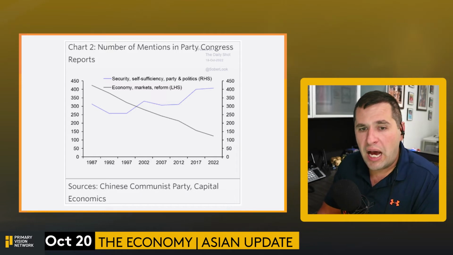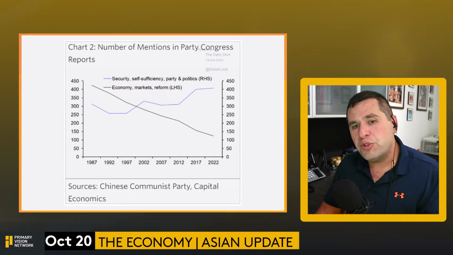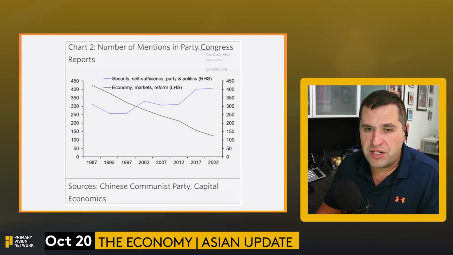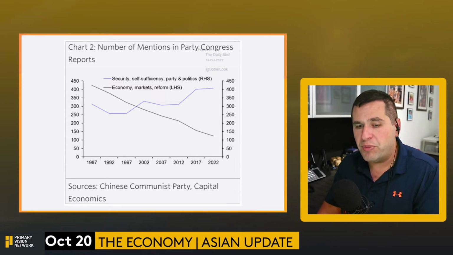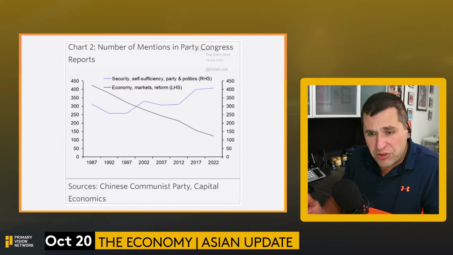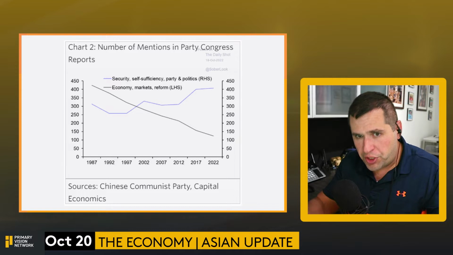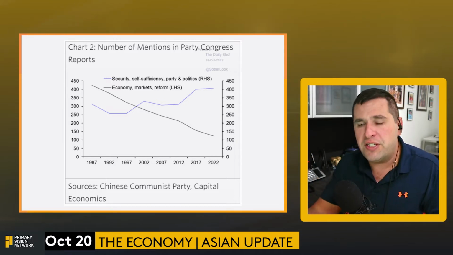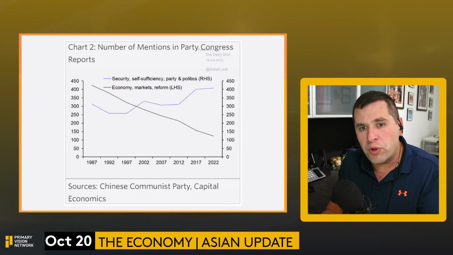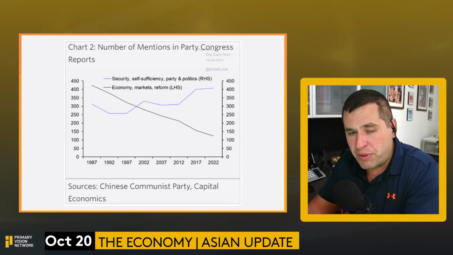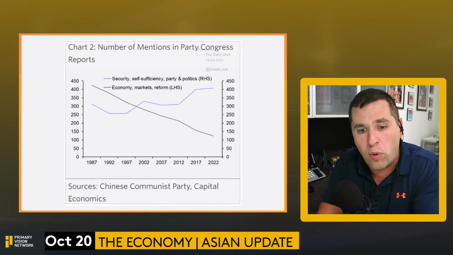So when you think about economy, markets, and reform, you see it being mentioned less, while security, self-sufficiency, party, and politics is rising because they're letting people know things are going to get a bit worse, but you have to worry about your security. You have to focus on self-sufficiency, be a good comrade, make sure you're doing things for the party and, again, the politics behind it, but the party stands at its core.